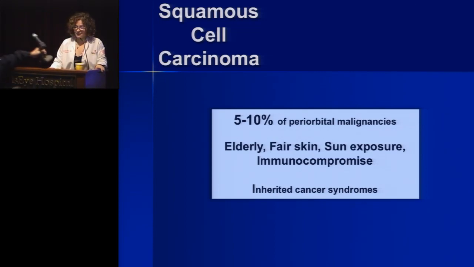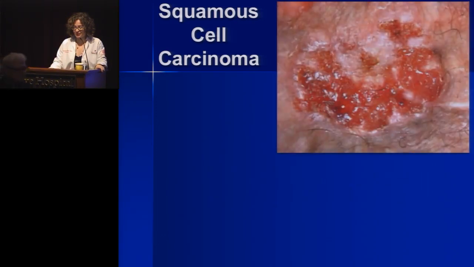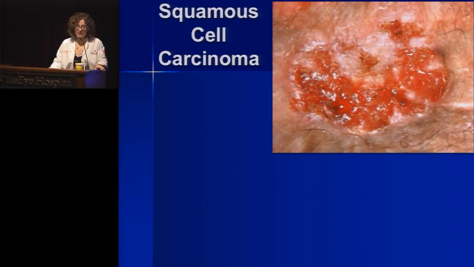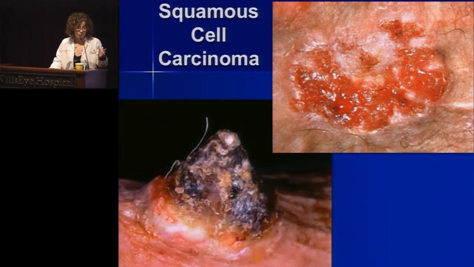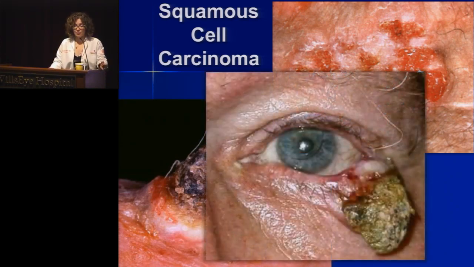They are typically seen in the elderly, in people with fair skin, with sun exposure and immunocompromise, and sometimes in inherited cancer syndromes. So this is the classic look. Again, the lesion looks pinkish. It's ulcerated. It's hyperkeratotic. Or, in this case, looks like a cutaneous horn with a base that's very suspicious for tumefaction, right? Here's an example of a cutaneous horn-like presentation on the lower lid, which is a typical location for squamous cell carcinoma because sun exposure is strongest on the lower lid. So most squamous cell cancers are expected to occur in the lower and medial lid, just like basal cell carcinoma.